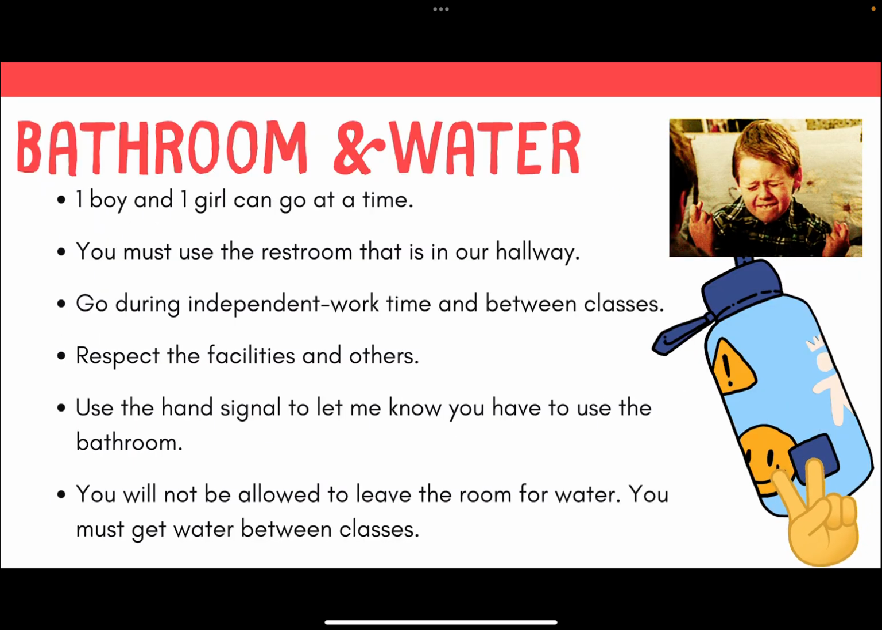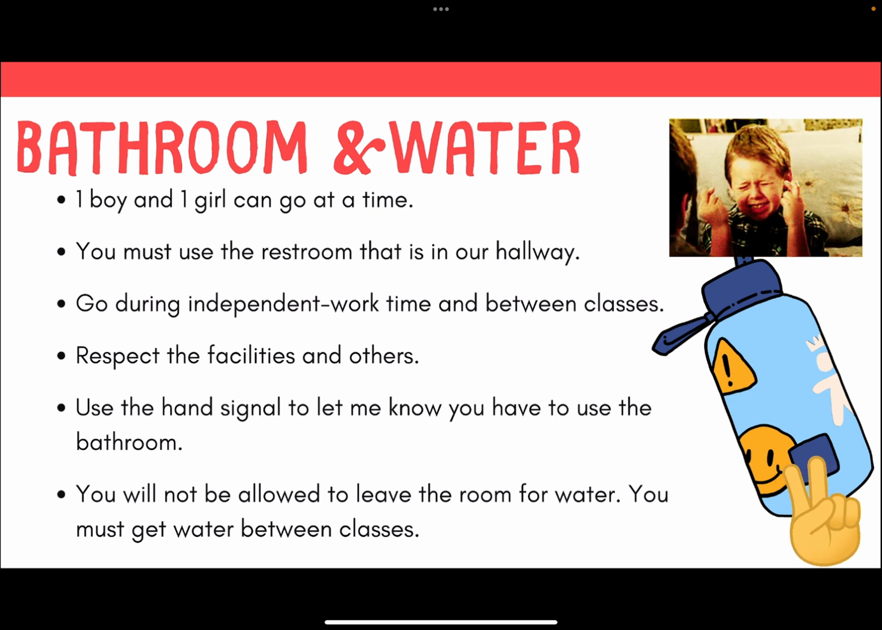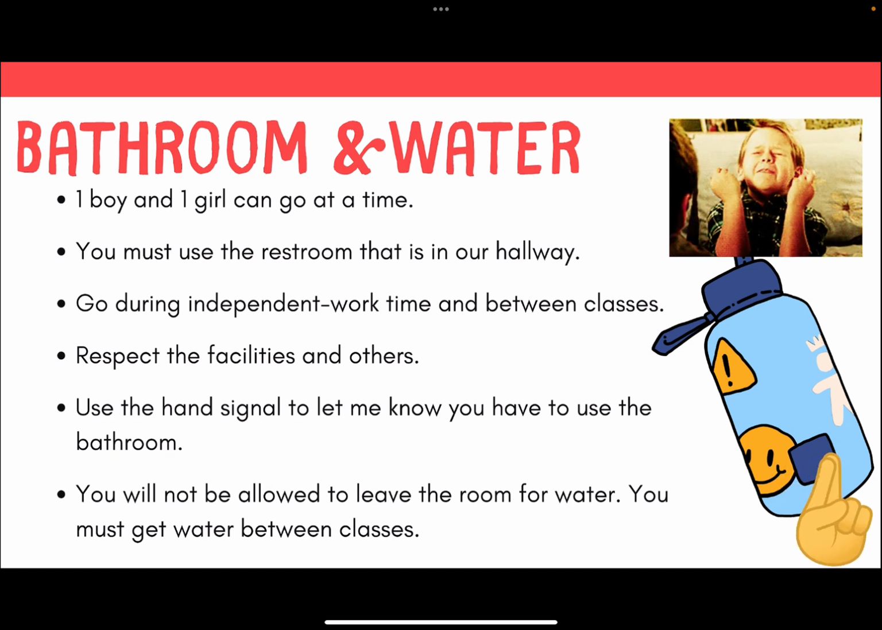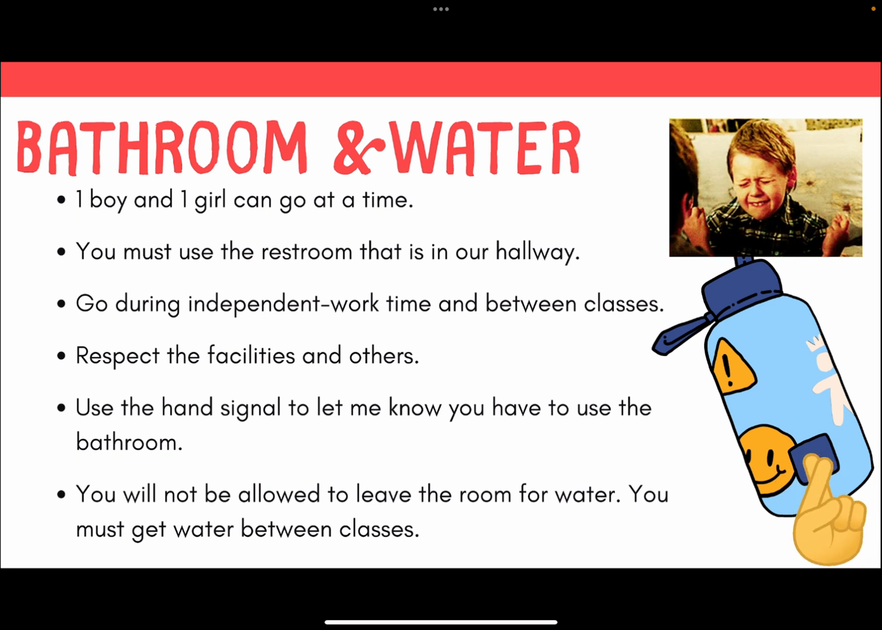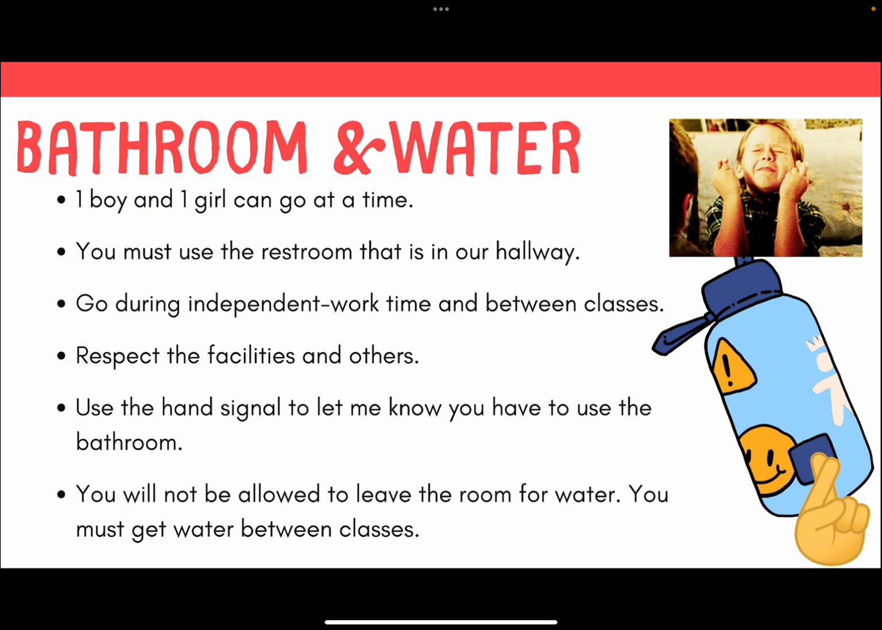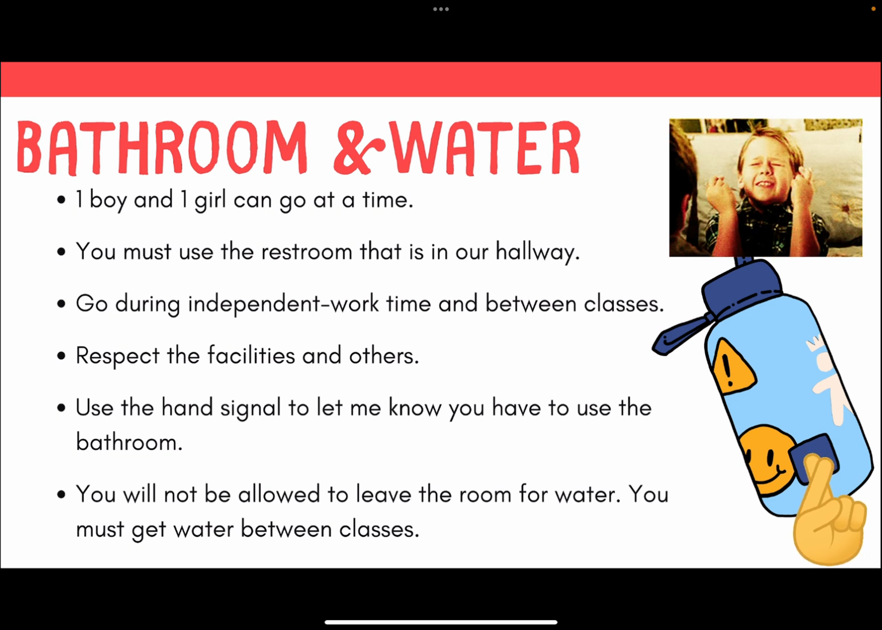Bathroom and water. So one boy and one girl can go at a time. I have two hall passes hanging up by the door. The hall pass with the dark blue lanyard is for boys. The light teal one is for girls. So one boy and one girl can go at a time.